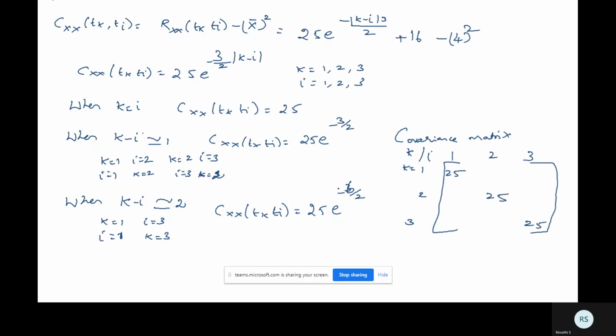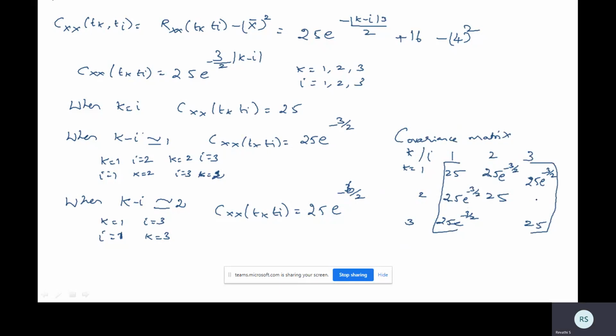Okay. And then when k is 1, I is 2, or k is 2, I is 1, these combinations. So you are now going to fill up this cell, this cell, and this cell with what value? 25 e power minus 3 by 2. Here also you have 25 e power minus 3 by 2. Here also you have 25 e power minus 3 by 2. So what is this cell?